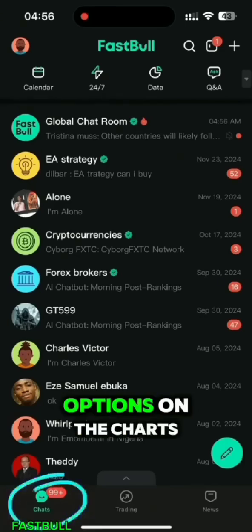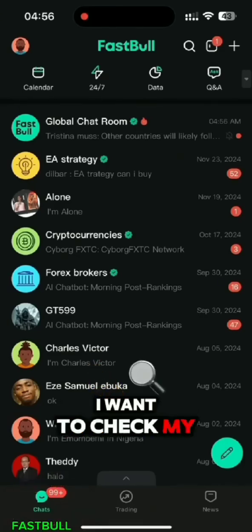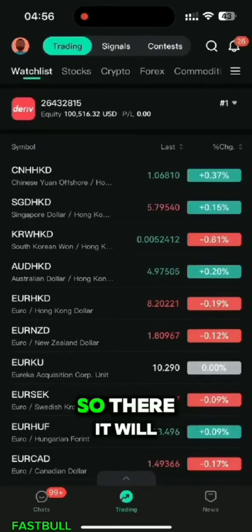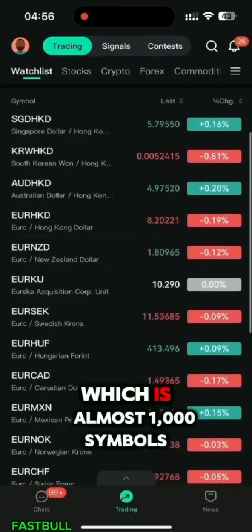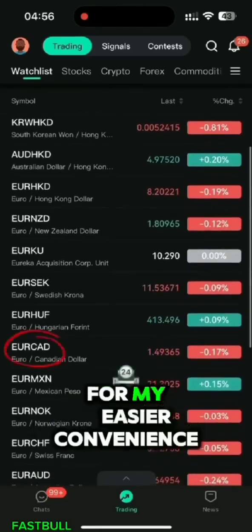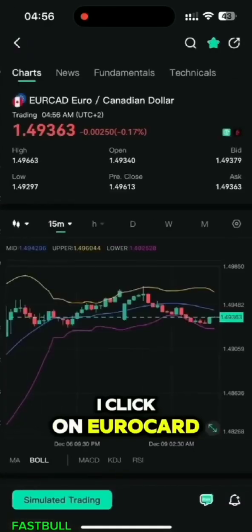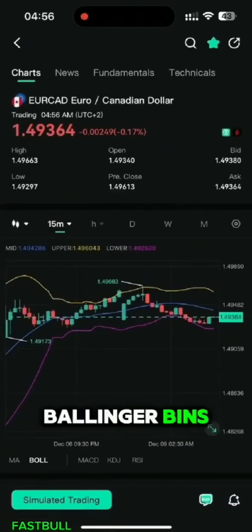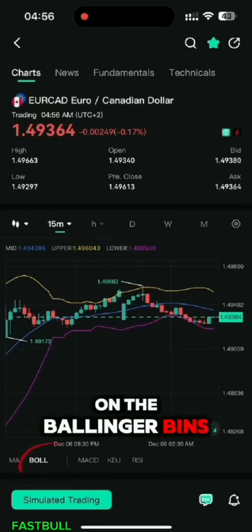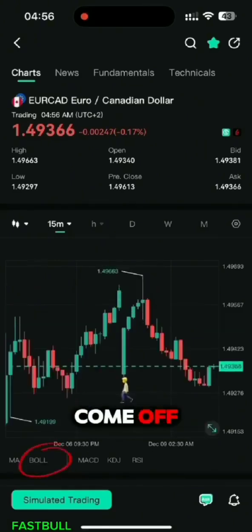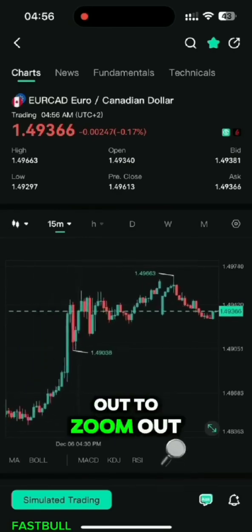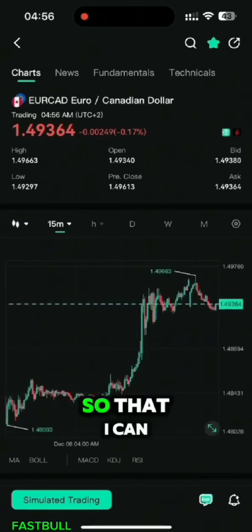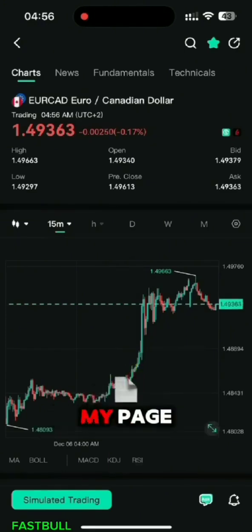So back to our options on the charts, I want to check my trading activities. I'll slide over to that trading bar over there. There it gives me my watch list, which is almost 1,000 symbols for my convenience. I click on EURCAD over there, it takes me directly to the chart. Since I don't want the Bollinger Bands, I'll simply click on the Bollinger Bands and then they will come off. Then I pinch out to zoom out so that I can see which pattern this is, so that I can have a clear analysis on my page.